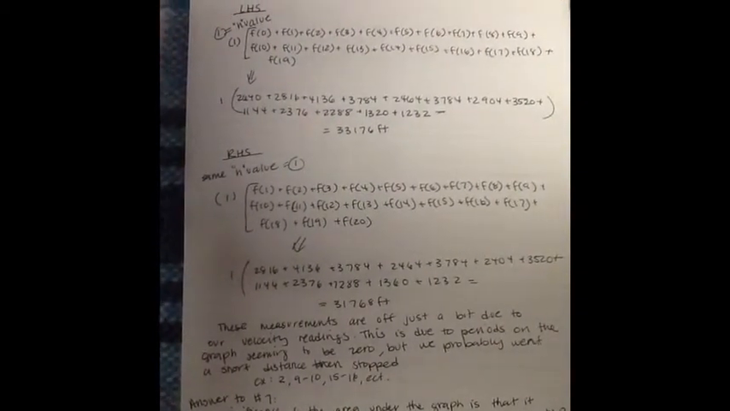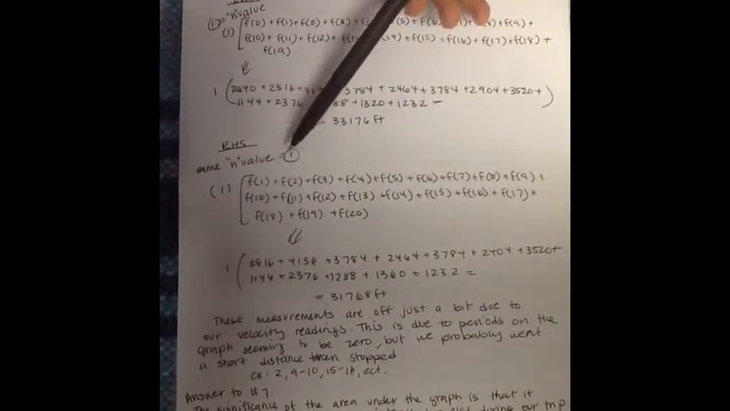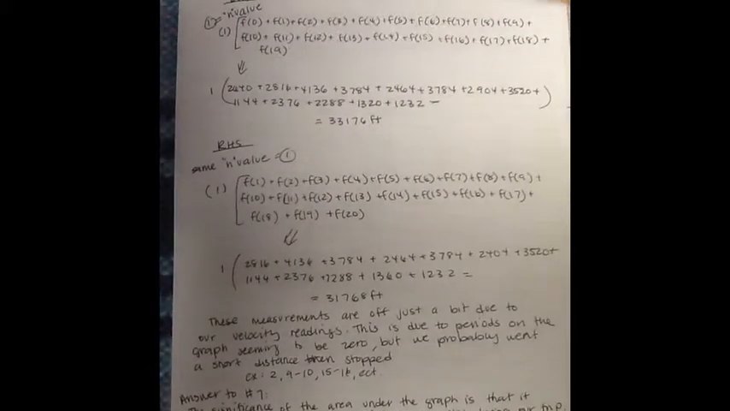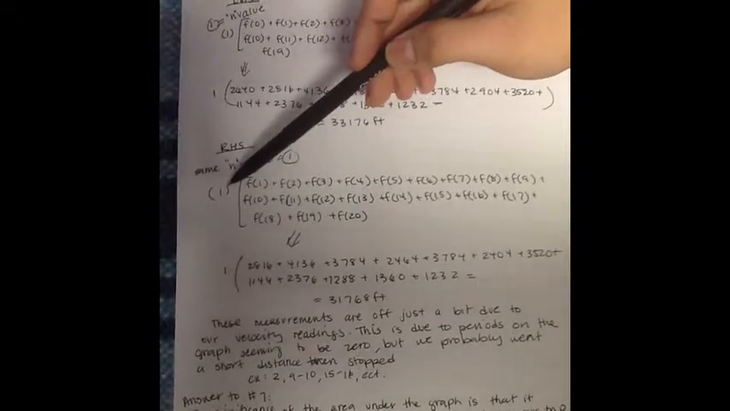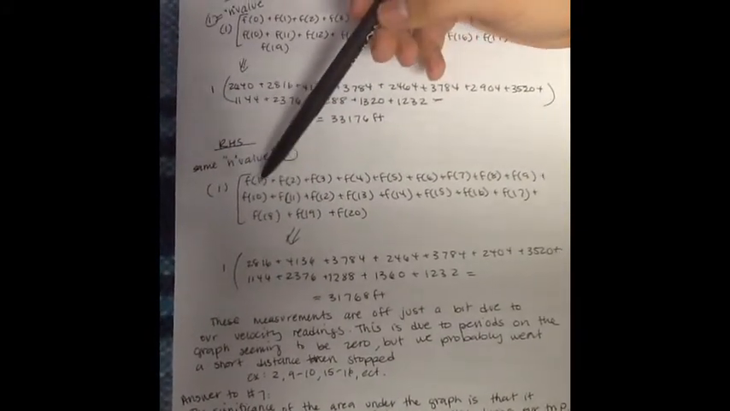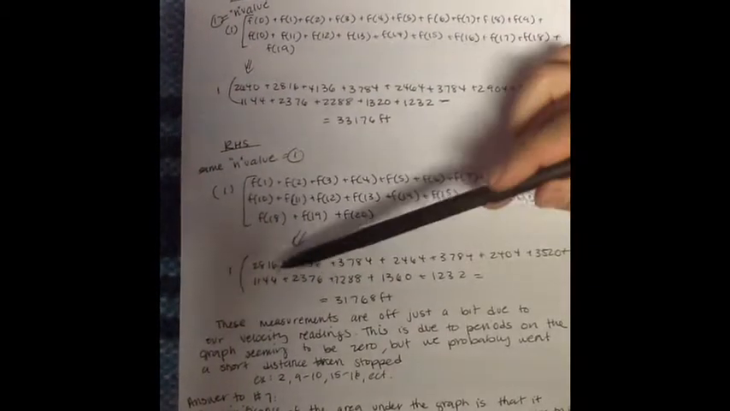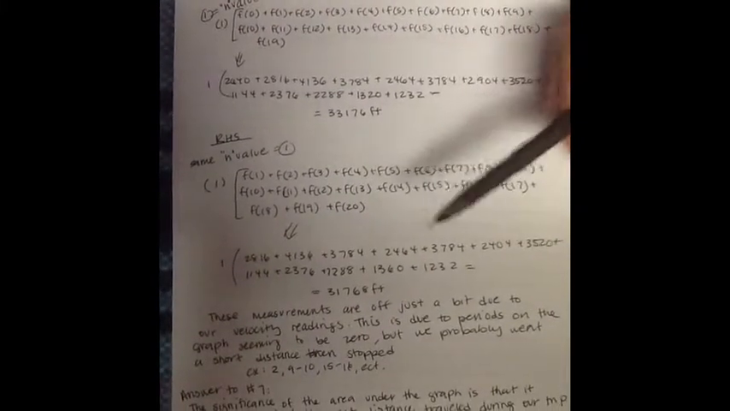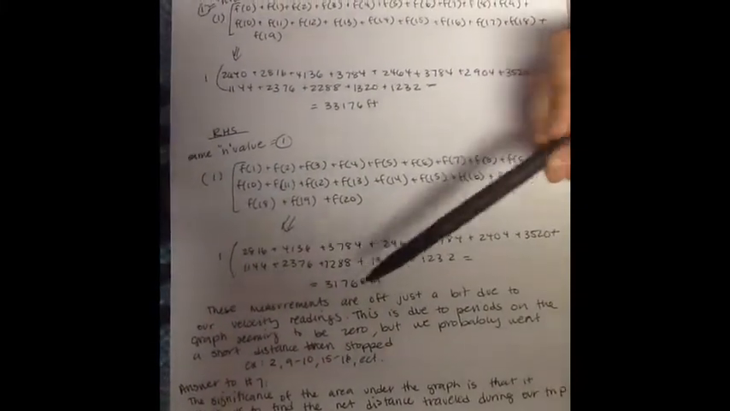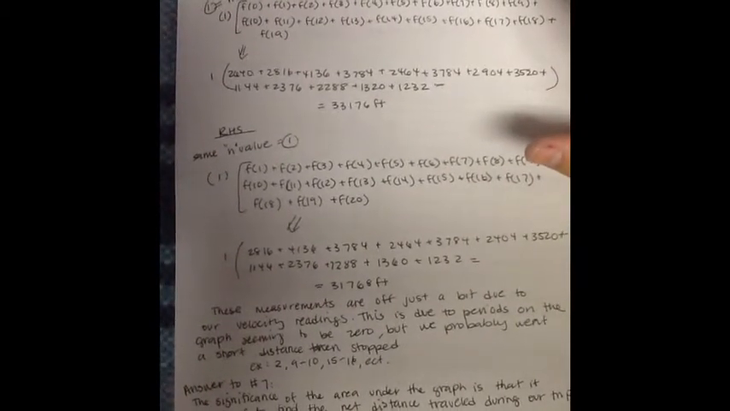This is going to be a higher number than our right-hand sum. To find our right-hand sum, we do the exact same thing, except we start with f of 1. We multiply by our n value, which is 1 in this case because of our period, and we go from f of 1 all the way through f of 20. These represent our velocities at each point in time on our period, and we come up with 31,768 feet.